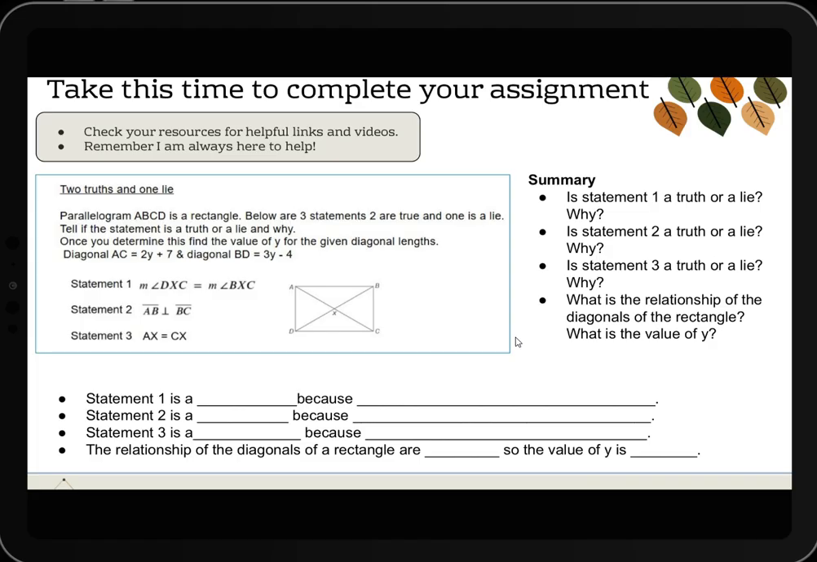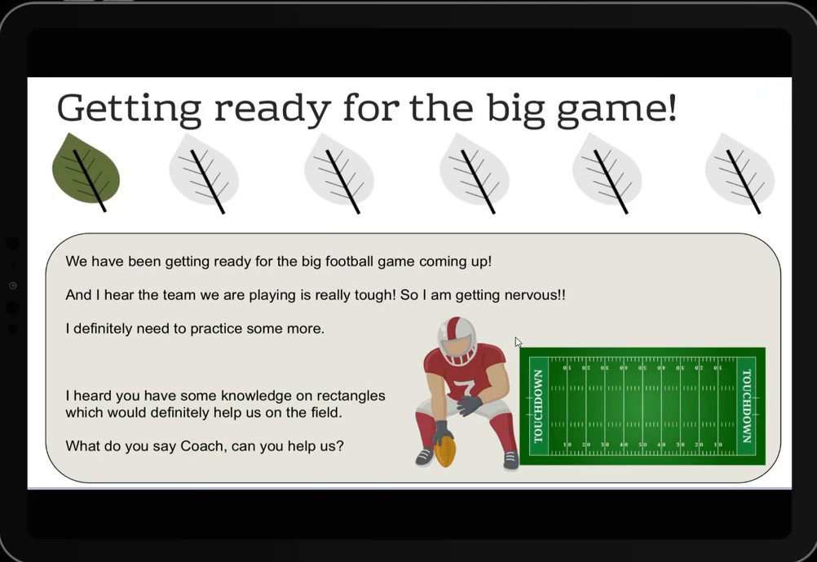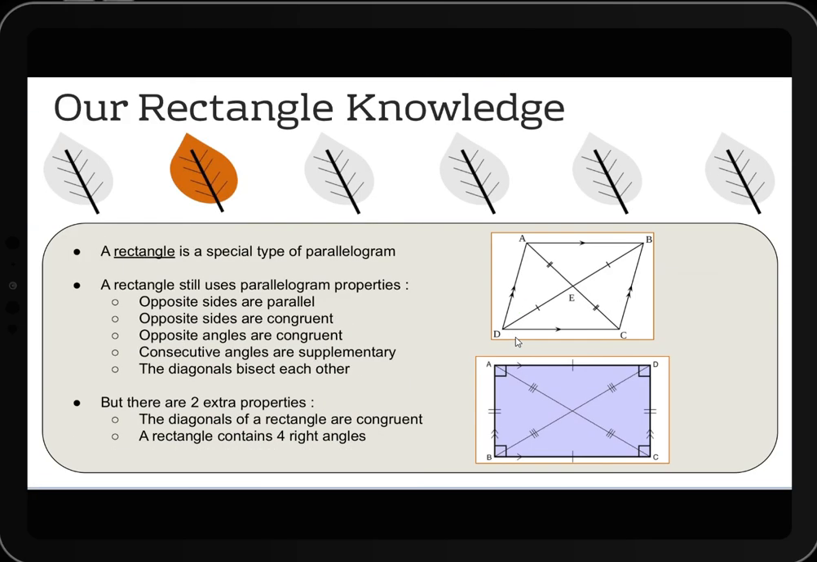So we have this football scenario, and we want to make sure that we practice with our knowledge of rectangles so that we can do really well at the game. We recognize that we need the properties of a rectangle, of course, in order to achieve success here. So keep in mind that this is our reference slide for our properties of our rectangle, and specifically we want to emphasize two distinct properties as well that make a rectangle actually a rectangle. One is the diagonals of a rectangle are congruent and that we have four right angles as well.